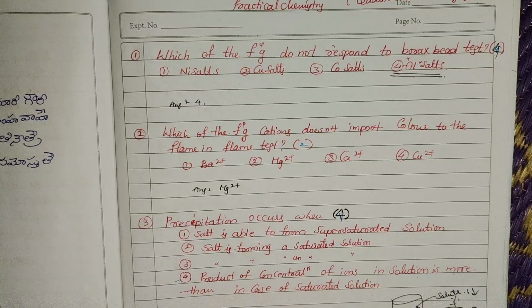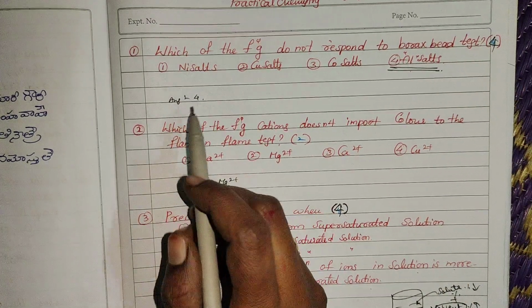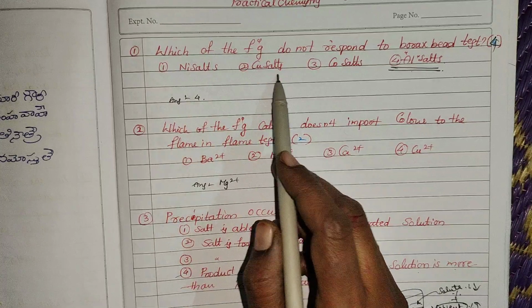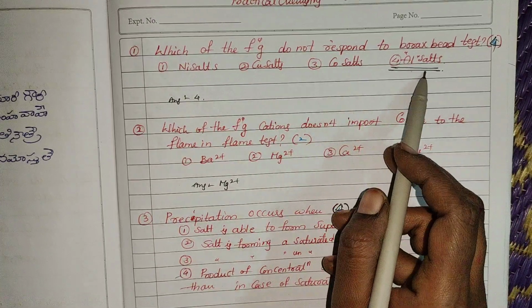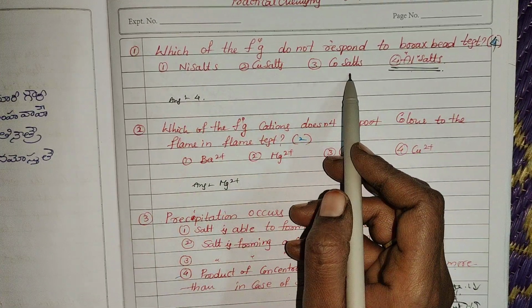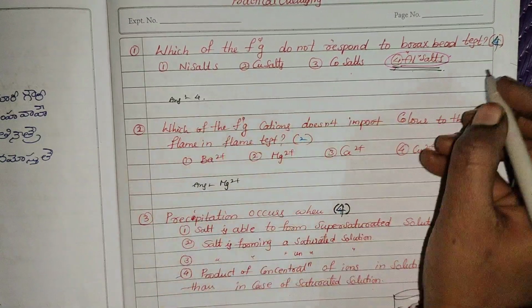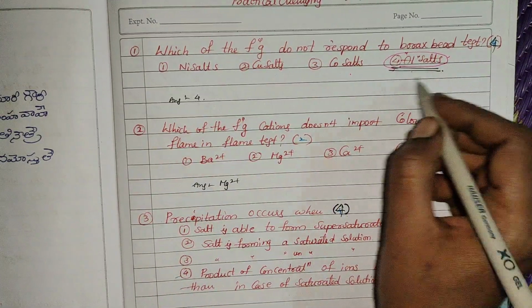Next, one more important question from practical chemistry. Which of the following does not respond to the borax bead test? Nickel salt, copper salt, cobalt salt and aluminum salt. Nickel, copper, cobalt we may expect, but aluminum salt does not respond to the borax bead test. It is very, very important. Okay, so option 4 is right.